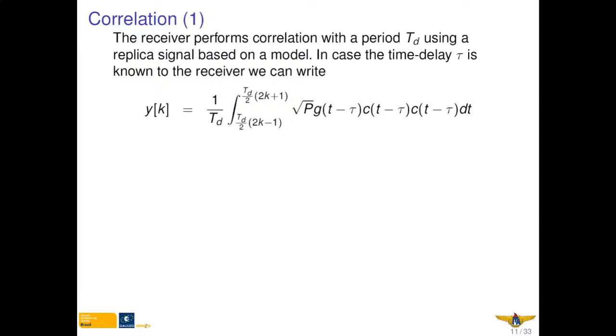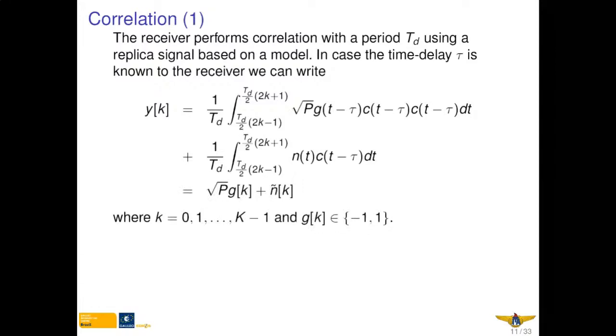Here is the received signal of the desired satellite that we want to receive. We correlate with this model code that we have generated in the receiver. We also have received noise, so the noise will also be correlated with this replica signal. We end up with the navigation bits at the instant k and a noise term, while k runs from 0 to K minus 1, and the navigation bits are binary.